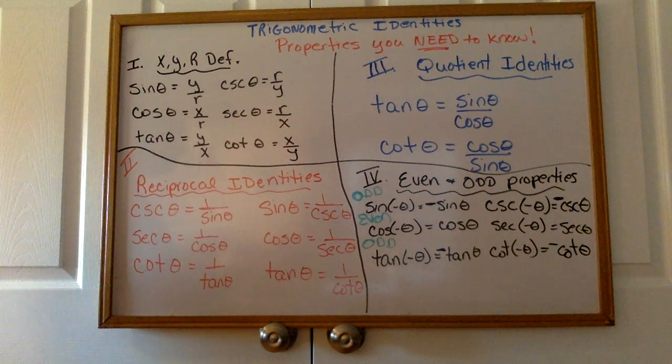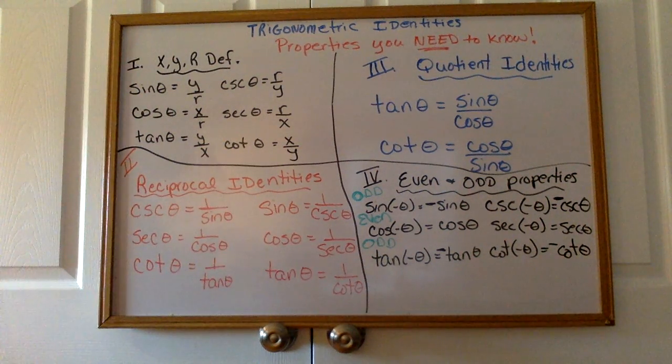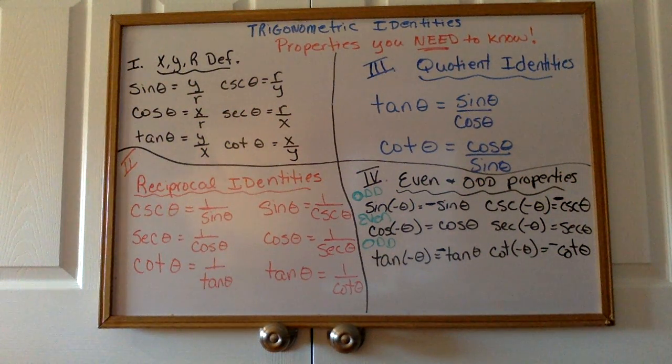And the last one for this video are your even and odd properties. The sine and its reciprocal cosecant are odd functions. The tangent and its reciprocal cotangent are also odd functions. The cosine and its reciprocal secant are even functions.